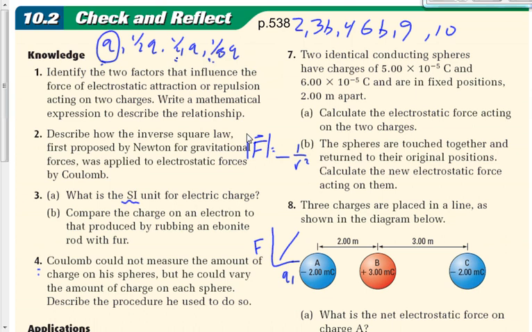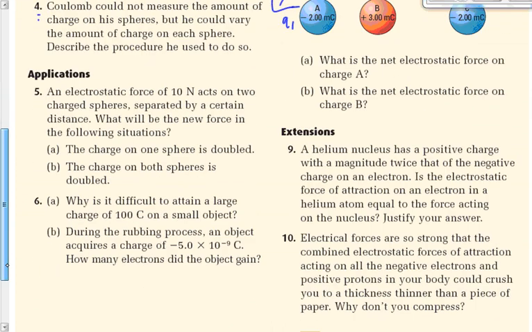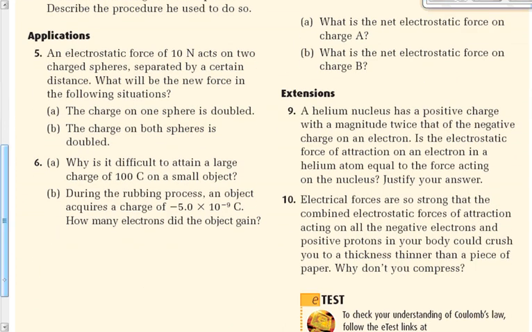Next question, 6. Why is it difficult to attain a large charge of 100 coulombs in a small object? There's a good question too. A little bit of a thinking question. There's some good ones in here actually, not just those regurgitation, here's what I told you in class, repeat it. This is what you got to think about.